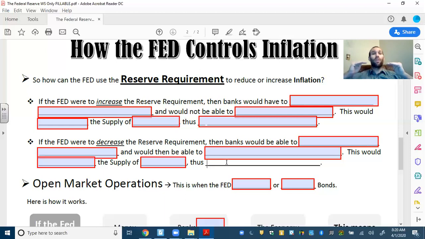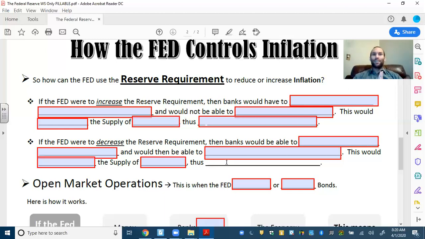And when the Federal Reserve finds a good balance, well, they usually keep the reserve requirement right where it is, because they have two other tools to control inflation besides it, which are open market operations and the discount rate, which we'll be getting to soon.